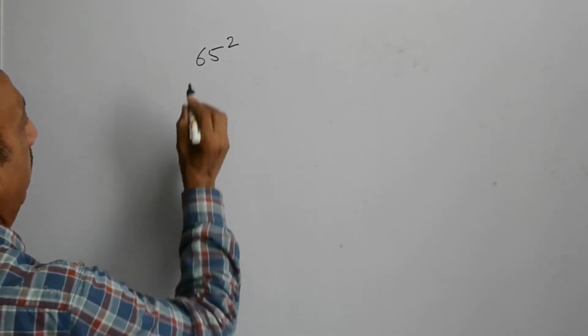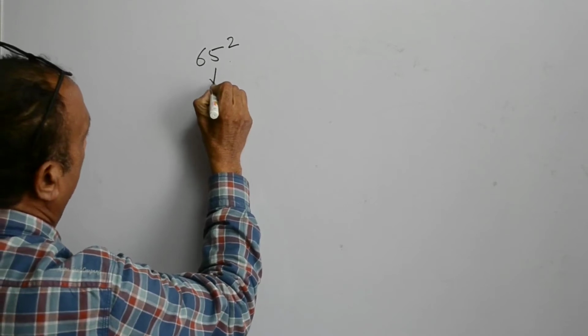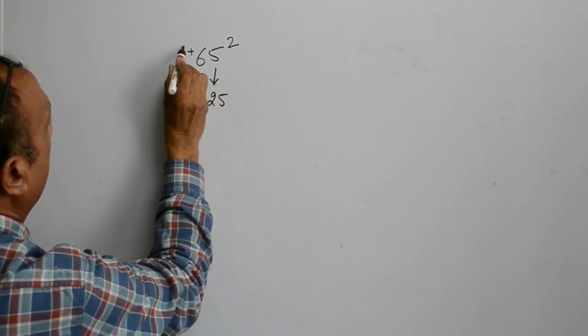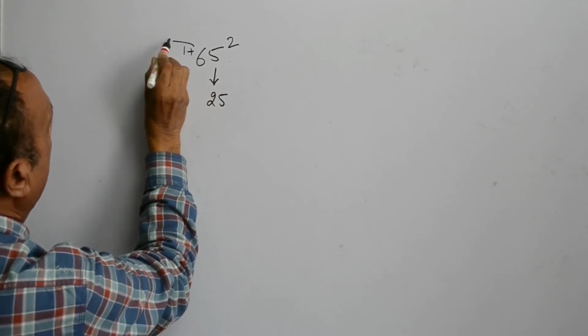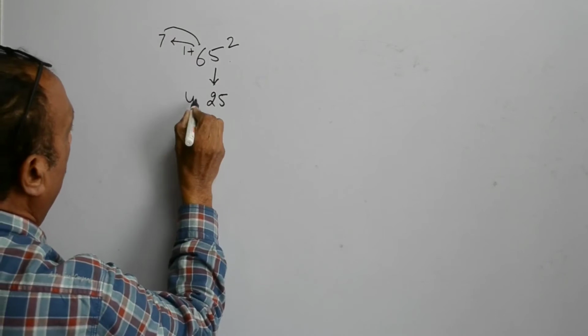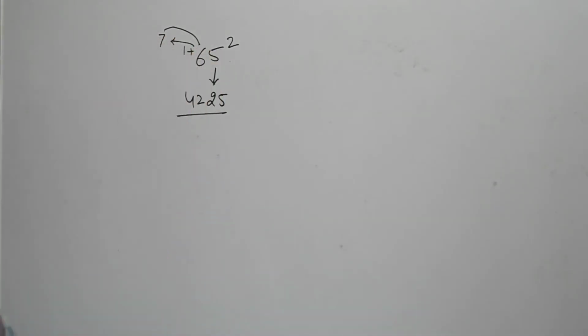To take the square of a number ending with 5, just take the square of 5, it is 25. Add 1 to this 6, it is 7. Multiply 7 by 6, it is 42. So 4225 is the square of 65.